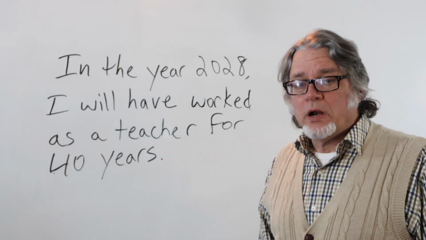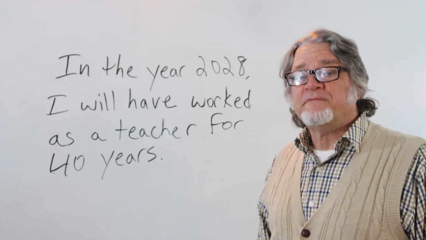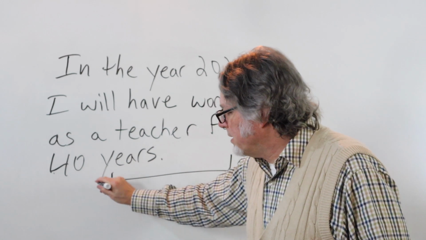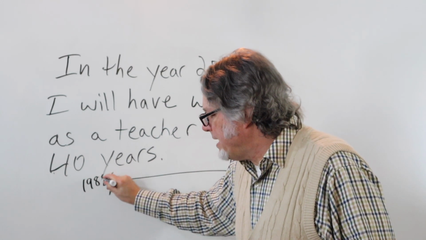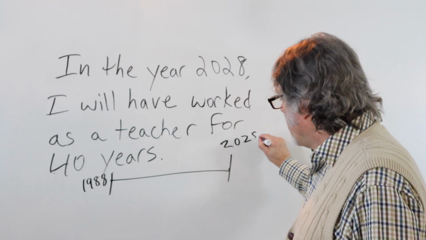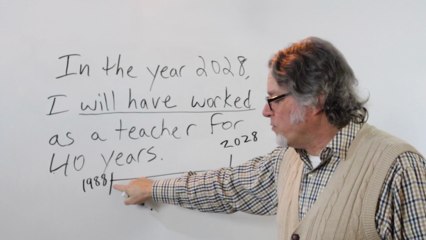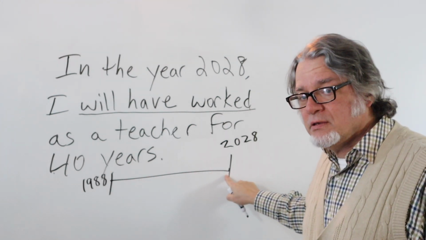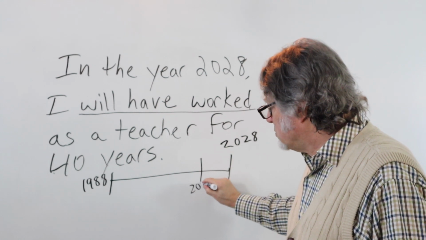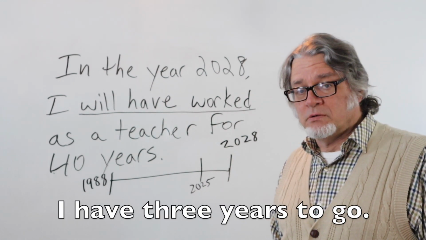In the year 2028, I will have worked as a teacher for 40 years. I began teaching in 1988, and by the time it's 2028, I will have worked as a teacher for 40 years. But it's not 2028 yet. It's 2025. I have 3 years to go.